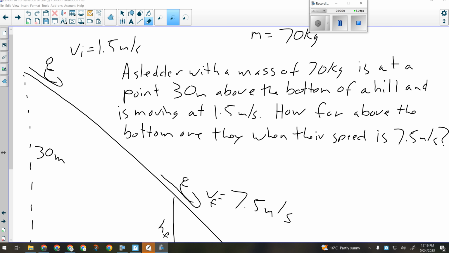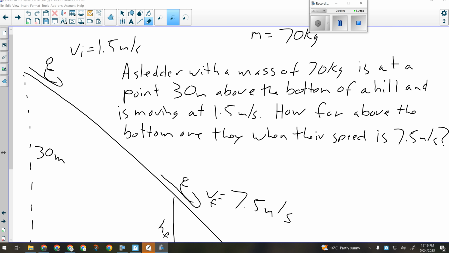If it's sliding down a hill, then the only force doing anything is the force of gravity. So all that's going to happen then is the mechanical energy is going to stay the same. The mechanical energy near the top and the mechanical energy near the bottom are going to be equal. How much of that mechanical energy is potential and kinetic is going to be different, but their sum is going to be the same number. Is everybody okay with that idea? That's the law of conservation of mechanical energy.